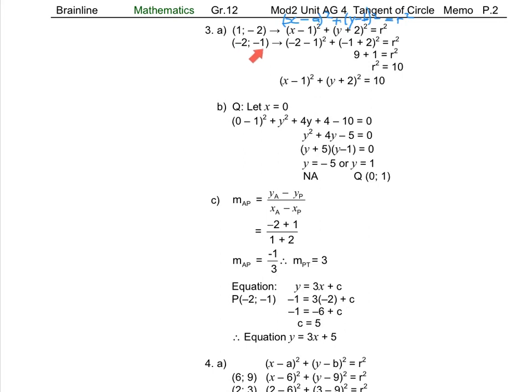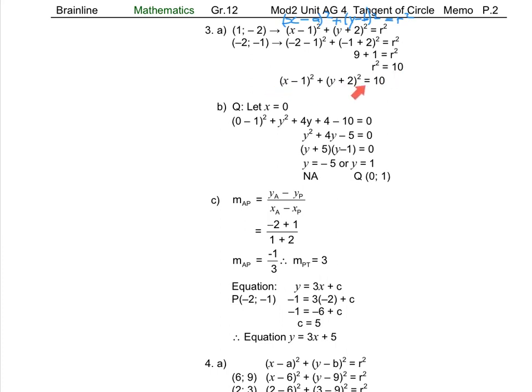Then I can also substitute the point, which is on the circumference of the circle, in order to solve r squared. I substitute x with the minus 2 and y with the minus 1. Then I simplify to solve r squared. Minus 2 minus 1 is minus 3 squared, which becomes plus 9. Minus 1 plus 2 is 1. 1 squared is 1. And therefore, 9 plus 1 gives me the r squared value equal to 10.